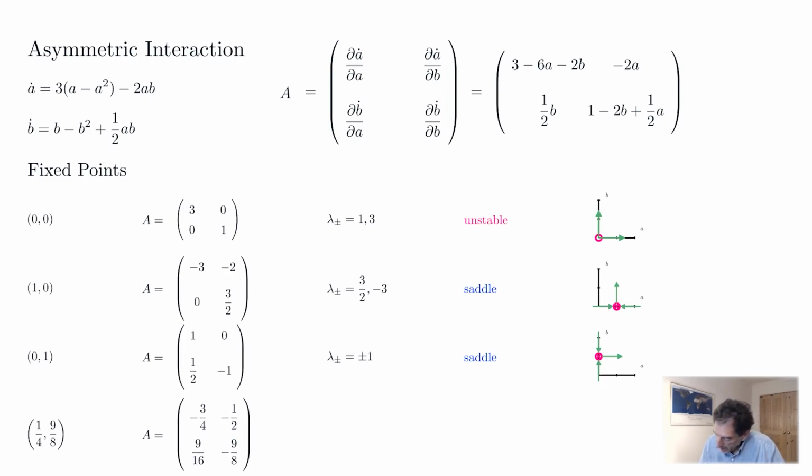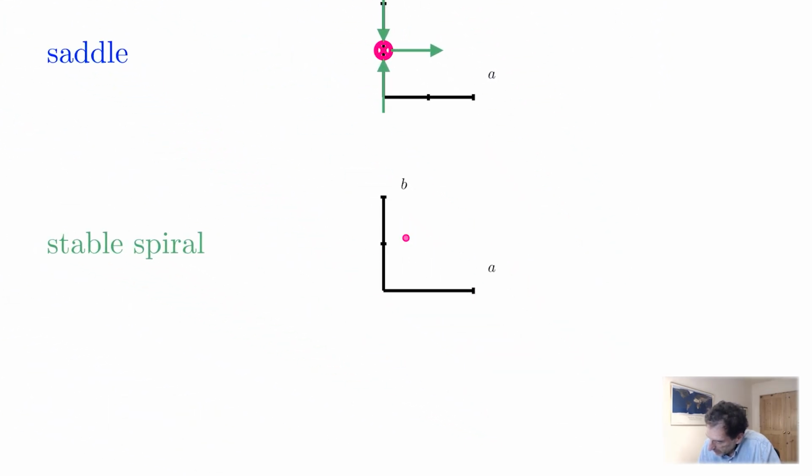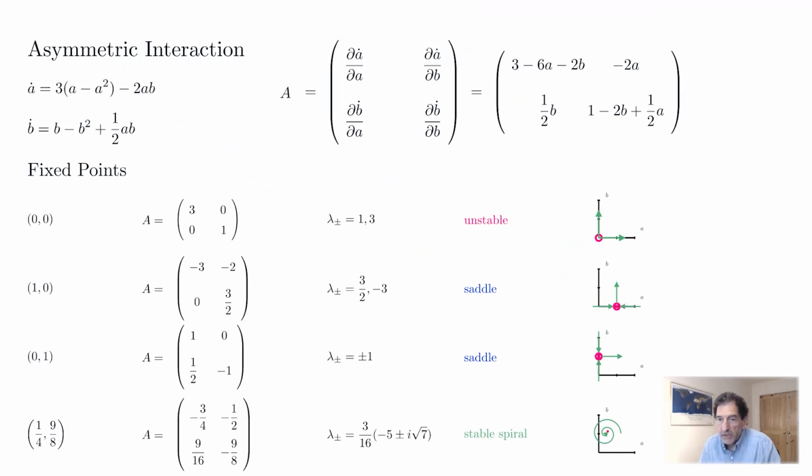And the linearized transformation matrix is minus 3/4, minus 1/2, 9/16, and 9/8. And here the eigenvalues are equal to 3/16, minus 5, plus or minus i root 7. So the two eigenvalues are complex, but the real part is negative, and that means that we have a stable spiral. So again, about that fixed point, A and B, there was a fixed point here, and the flow was in towards the fixed point. So this is the linearized analysis of this asymmetric interaction model.